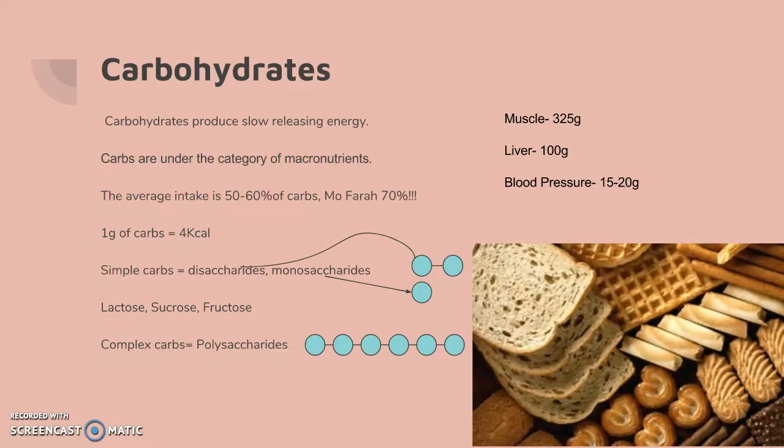Disaccharides contain lactose and sucrose. Lactose is milk sugar and sucrose is cane sugar. Fructose is a part of the monosaccharides and also glucose is. Fructose is all about fruit sugar.